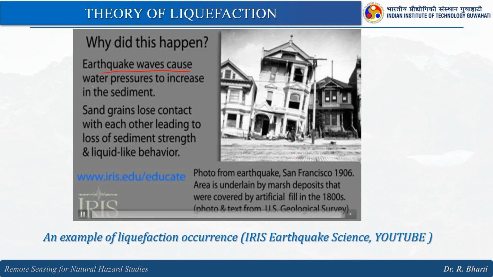This building got tilted. So, why did this happen? Earthquake waves caused water pressure to increase in the sediment, sand grains lose contact with each other, leading to loss of sediment strength and liquid-like behavior, and this is what we are calling liquefaction. This is the photograph from the San Francisco earthquake of 1906. The area is underlain by marsh deposits that were covered by artificial fill in the 1800s, and this is from the USGS. So, this is a very nice video which explains the theory of liquefaction.